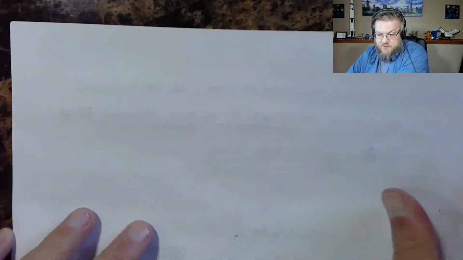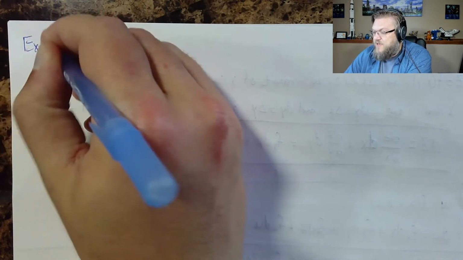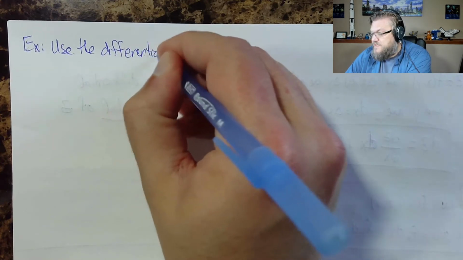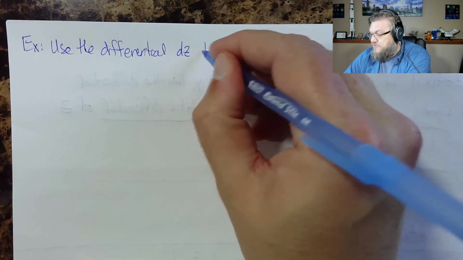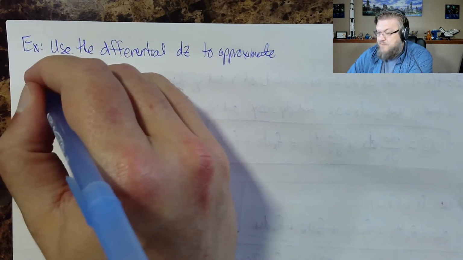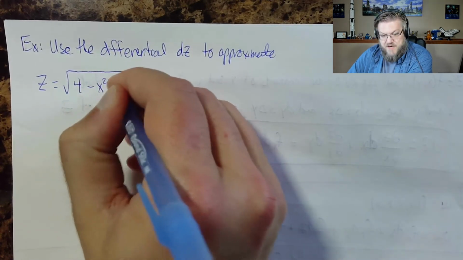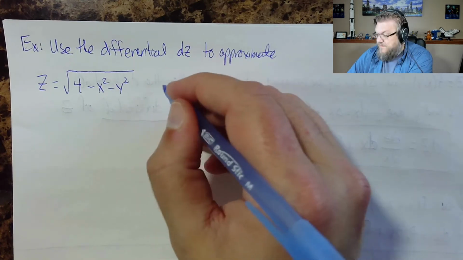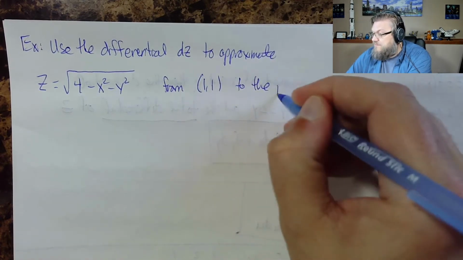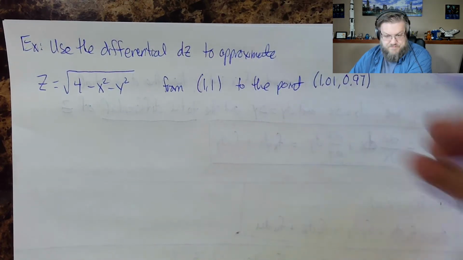So let's go ahead and look at an example where I use a differential to approximate values of functions. So example here, I'm going to use the differential dz to approximate z equals the square root of 4 minus x squared minus y squared from the point 1, 1 to the point 1.01, 0.97. Okay.